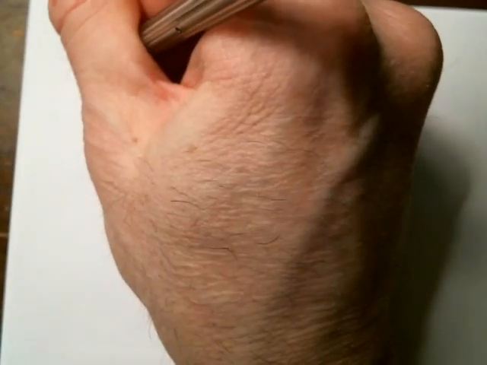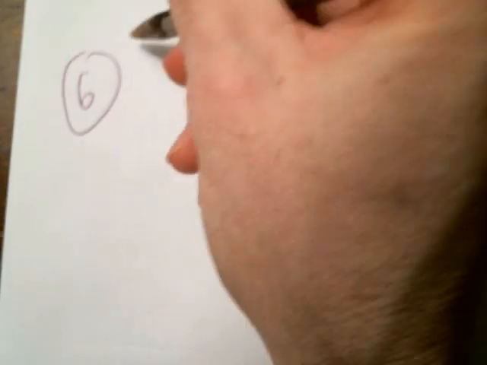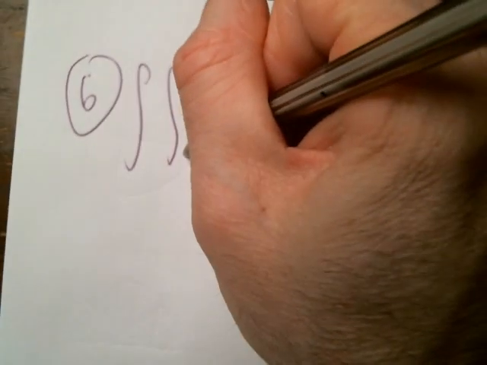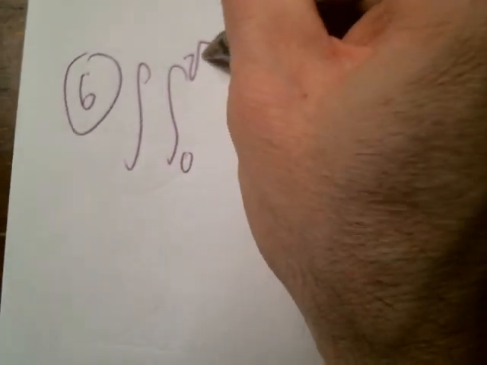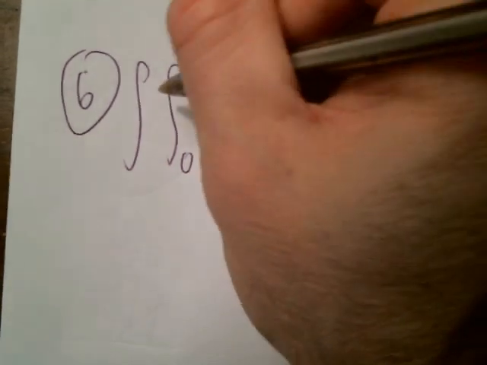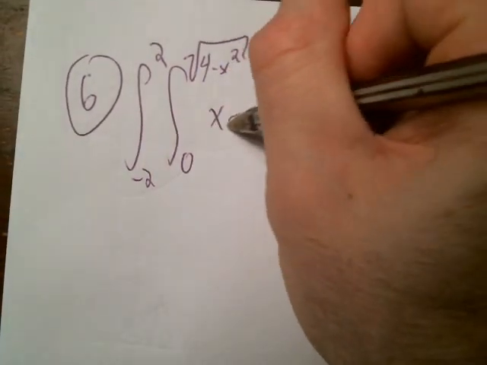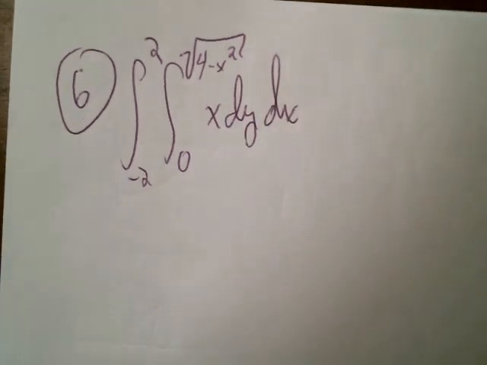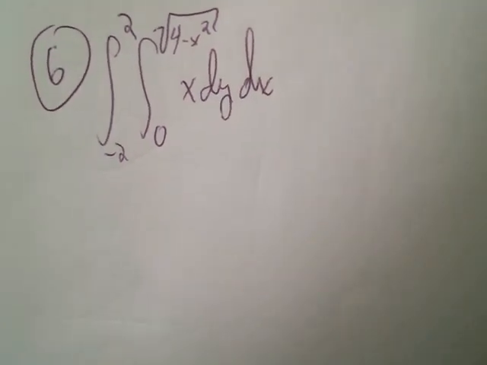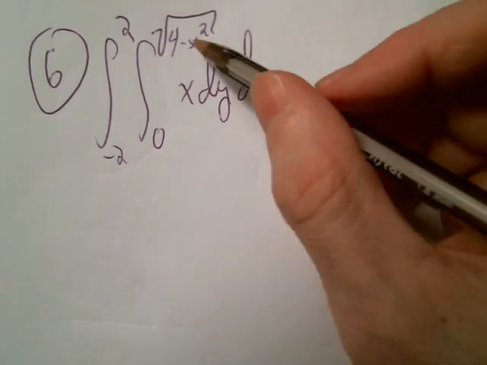So number 6, then, we're converting to polar coordinates. We're going from 0 to the square root of 4 minus x squared, and then from -2 to 2. And on the inside, I have x dy dx. Right, so I have to convert this.